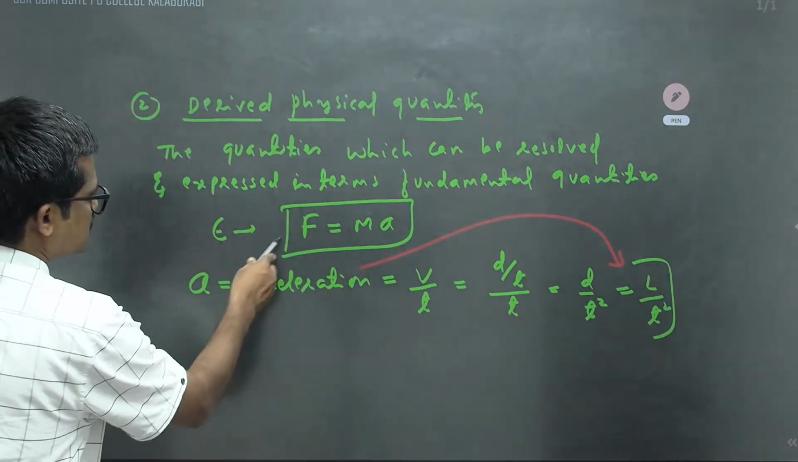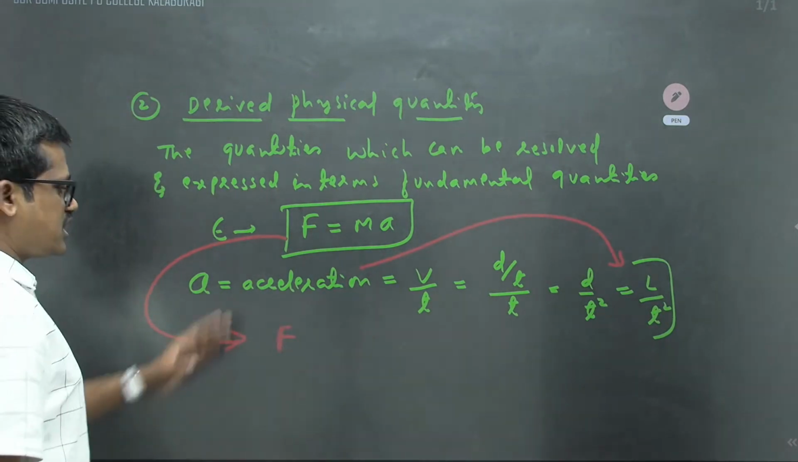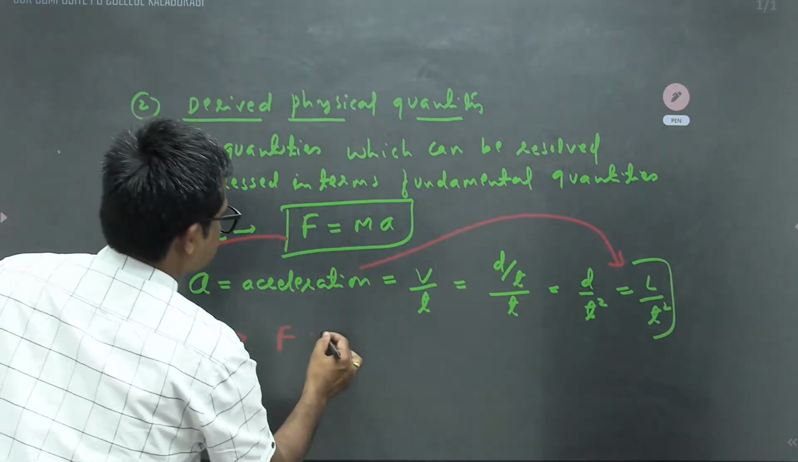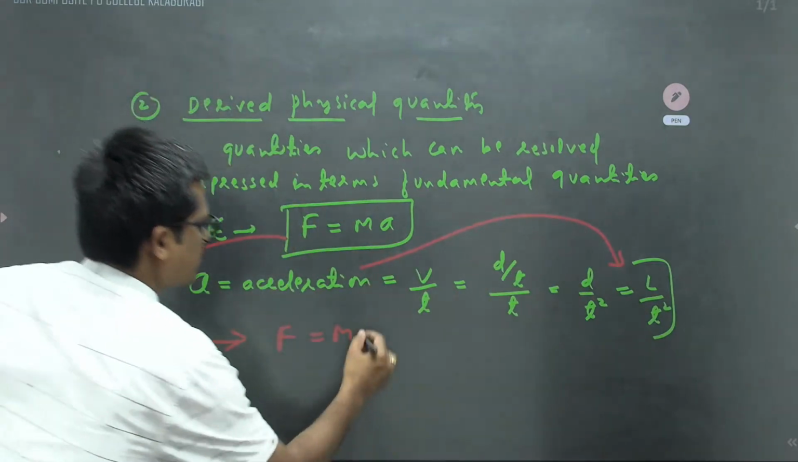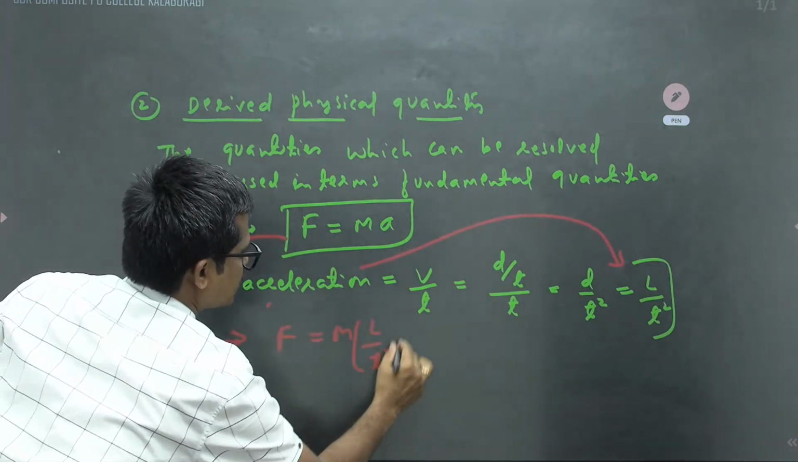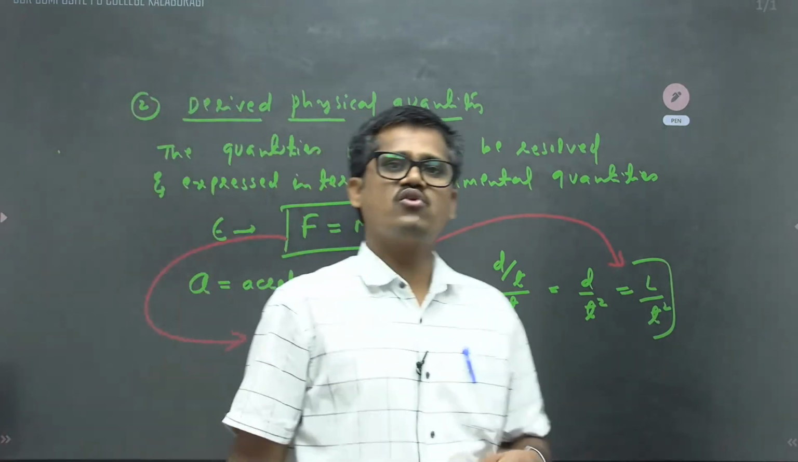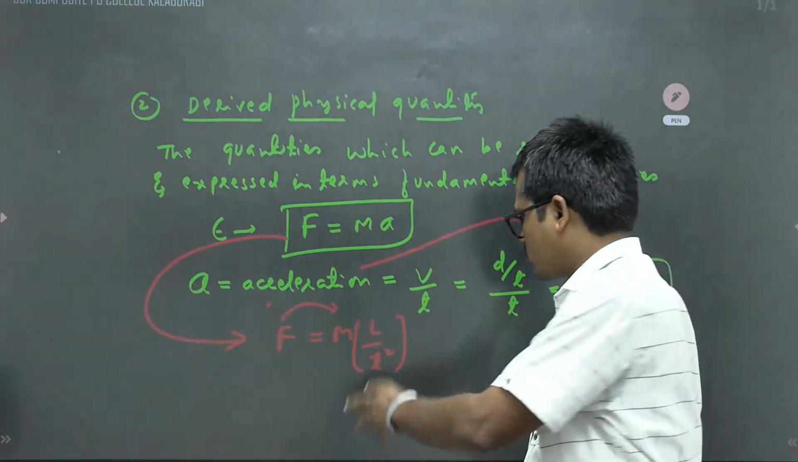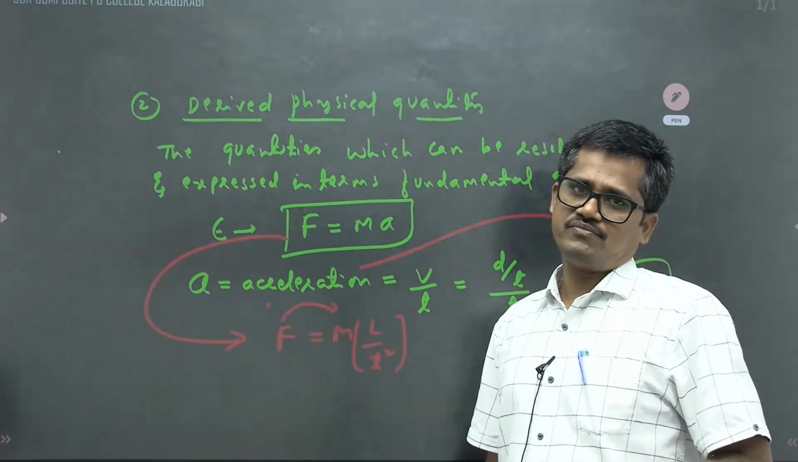Likewise, force is also a derived quantity because force can also be expressed in terms of fundamental quantities. Here m is anyhow a fundamental quantity. Acceleration in terms of fundamental is L by t square, now you think of all the three. Therefore force has been expressed in terms of fundamental quantities: mass, length, time. Here force is also a derived quantity.